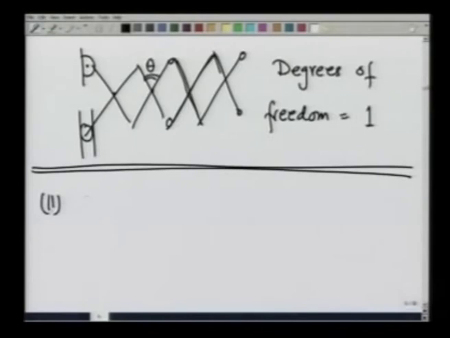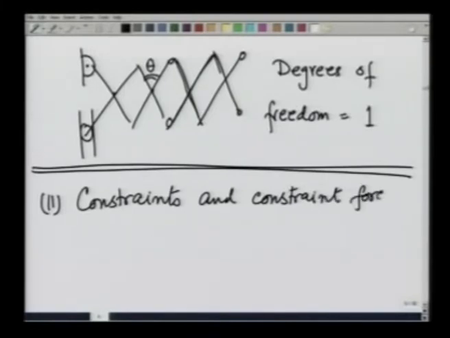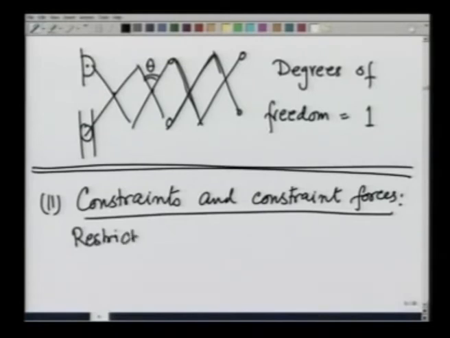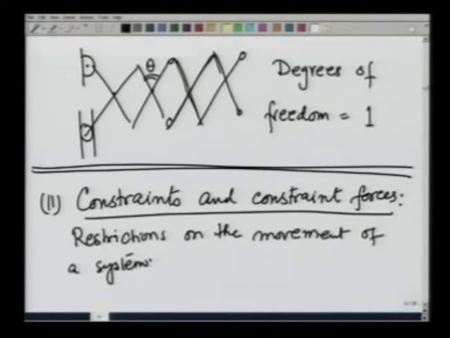Concept number 2, constraints. This we have been talking about while talking about equilibrium, but let me go over it in a formal manner now. Constraints and constraint forces. By constraints, we mean the restrictions on the movement of a system. For example, if I take a particle and constrain it to move only along, say, a wire, then that is a constraint that is put in, that it can move only along a straight line. Or if I take a particle, put it on a plane and constrain it to move only on a plane, this puts a constraint on the particle to move only in this plane.